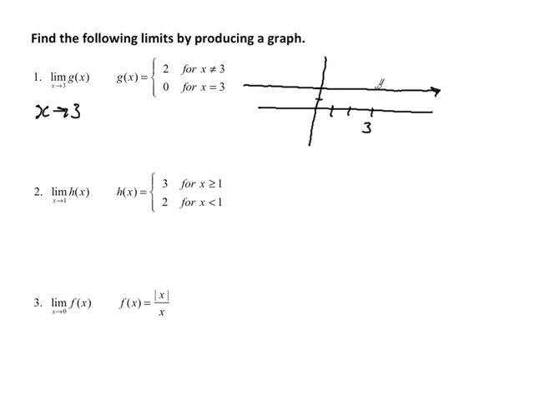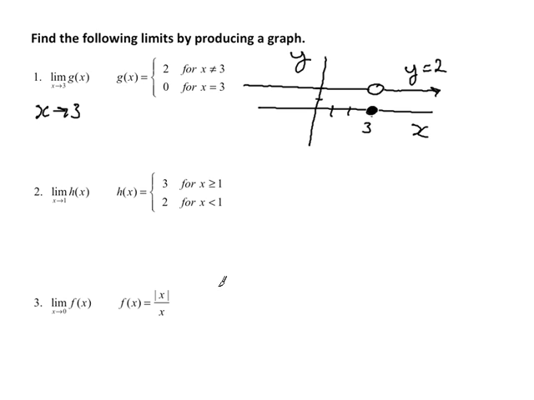Let's see, here's 1, 2, 3. When x equals 3, there's a hole right there, and we said that it actually is equal to 0. So I'm going to draw it like that. So this is the line y equals 2. Here's x, here's y. Okay, so that's what this piecewise function looks like.